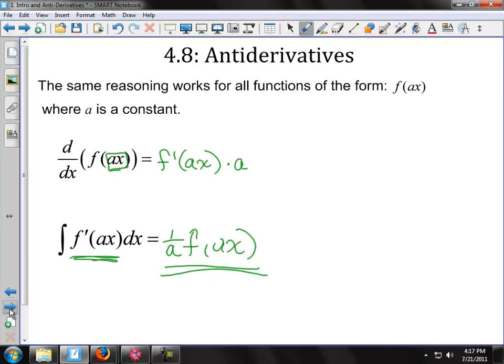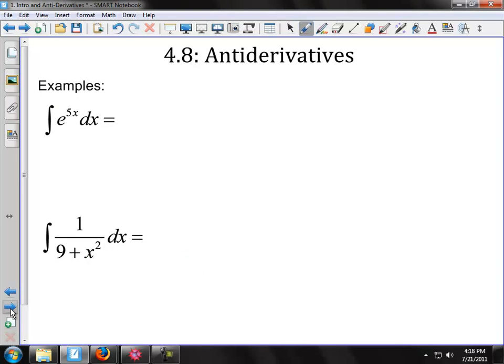Anytime you have a number times x plugged into a function, and you're trying to take the antiderivative, you have to put 1 over that number times the antiderivative of your function. All right, so let's try that. If you have e to the 5x, then the antiderivative of that is going to be e to the 5x again, because the antiderivative of e to the something is e to the something. But we have to compensate for that 5, so we put a 1/5 out front. And then we put a plus c. Does that make sense?